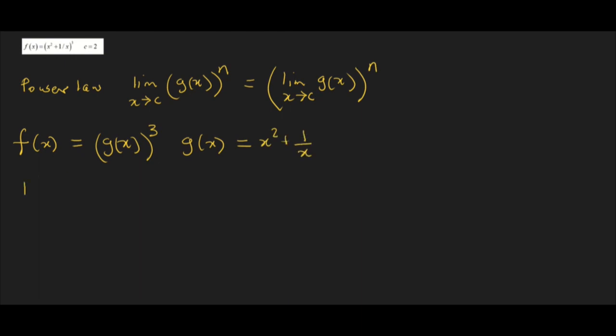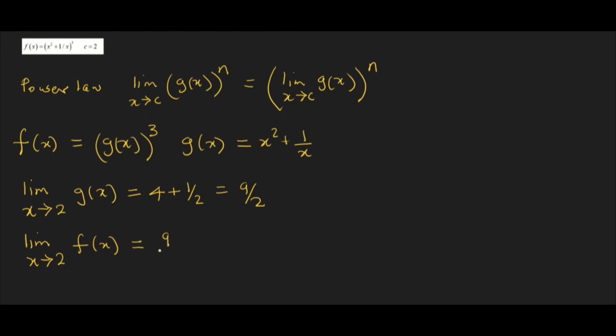Now that's a very easy limit to evaluate. We've got the limit as x tends to 2 of g of x is just equal to 4 plus a half, or 9 over 2, and therefore the limit as x tends to 2 of f of x by the power law is equal to 9 over 2 cubed, that is 729 divided by 8.